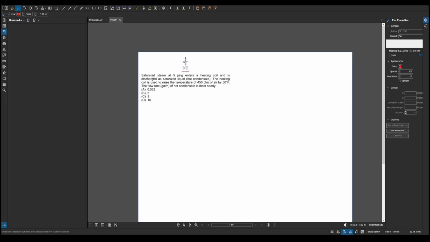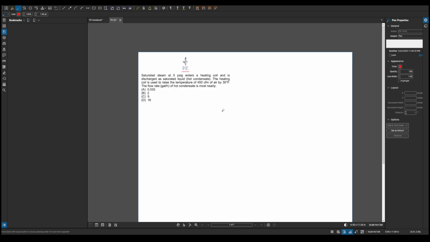So the question states, saturated steam at 5 psig enters a heating coil and is discharged as saturated liquid. The heating coil is used to raise the temperature of 450 CFM of air by 30 degrees Fahrenheit. The flow rate in gallons per hour of hot condensate is most nearly what?